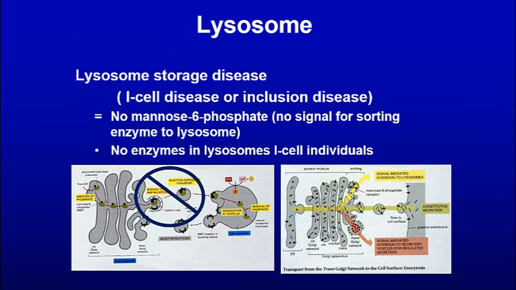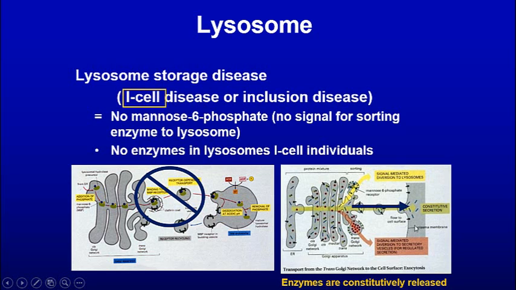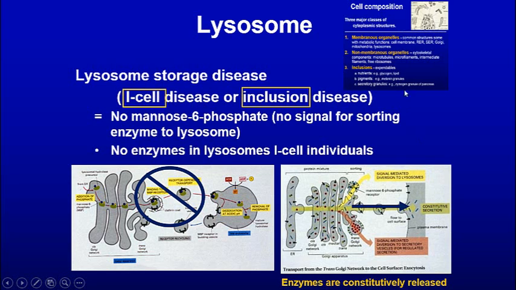Now, with a lysosome, if you have different steps, you have opportunity for disease. In I-cell disease, or inclusion cell disease, there's no mannose-6-phosphate. In other words, there's no signal for it to go to the lysosome. So there are no enzymes in the lysosome. What happens is the enzymes are produced, but then they are secreted constitutively. So they go out. You can find enzyme in an I-cell disease patient in the blood. So I-cell disease is for inclusions.